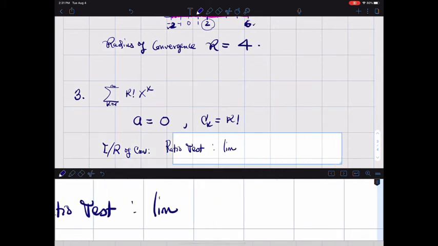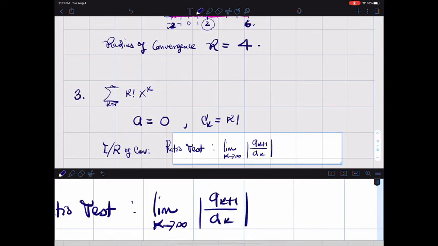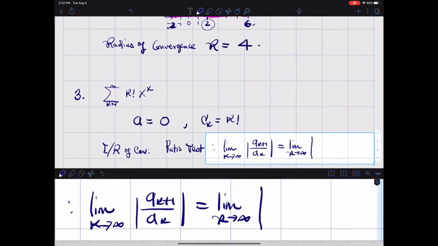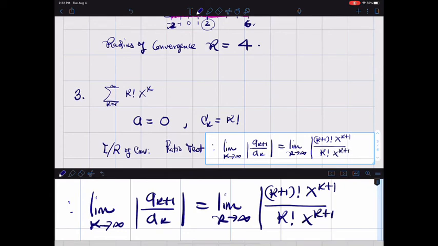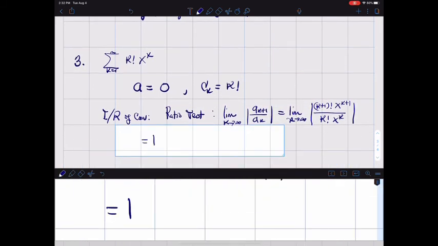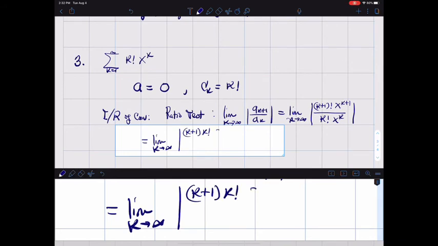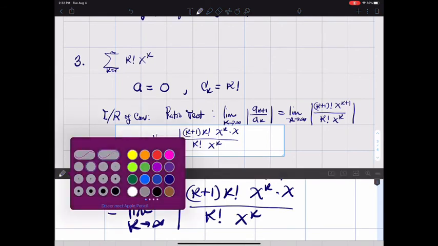I'll have the limit as k goes to infinity of the absolute value of a_(k+1) over a_k, which is the limit as k goes to infinity of (k+1) factorial times x to the power of k+1, over k factorial times x to the power of k. So this is the limit of (k+1) times k factorial, times x to the power of k times x, over k factorial times x to the power of k. Now cancel.